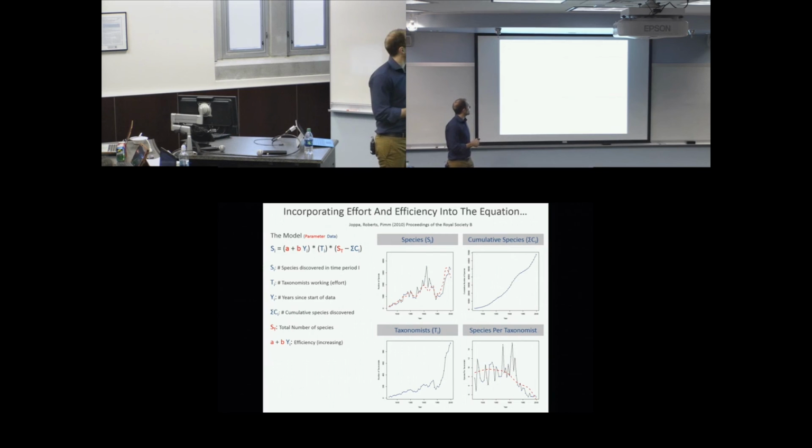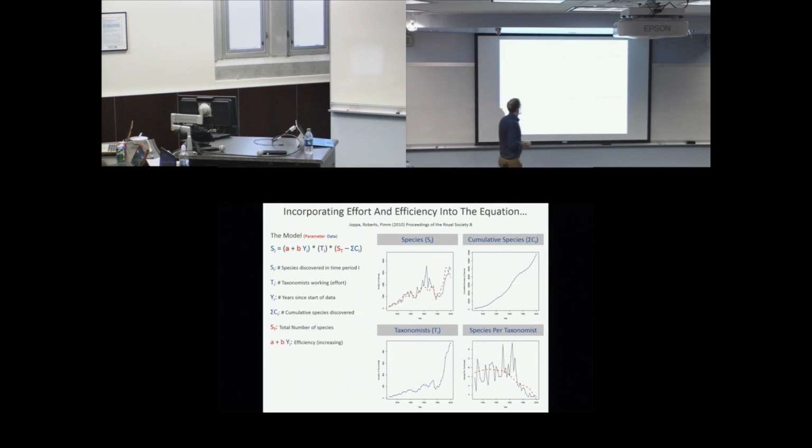So here's the total number of species we know to date as data, number of taxonomists that we know as data, and the year since the start of the data. And here's the total number of species that are being found in each 5-year period. And critically, what's interesting for us is that there's a total number of species, which we're trying to estimate as a parameter.